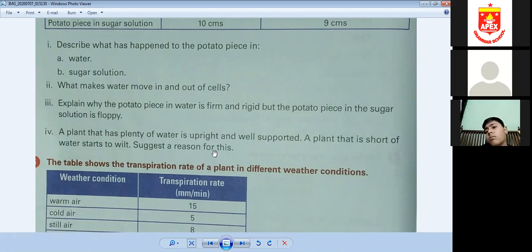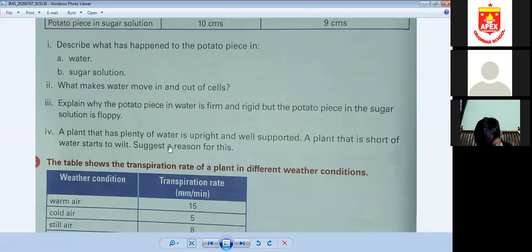But a plant that has a less supply of water begins to wilt. I have told you, wilt means it is not well supported and cannot stand straight and upright. So suggest a reason for this. What is the reason for this situation? Water is lost from a plant by transpiration. If there is no water available for the roots to take in, the plant will start to wilt.